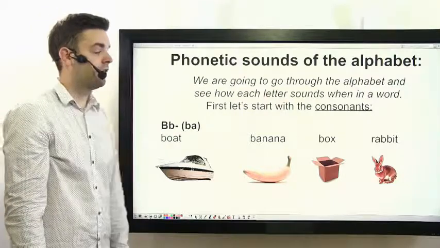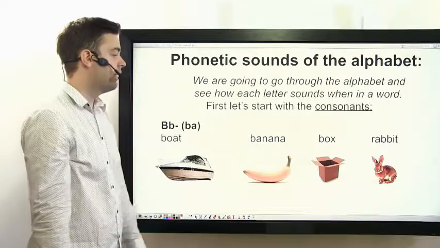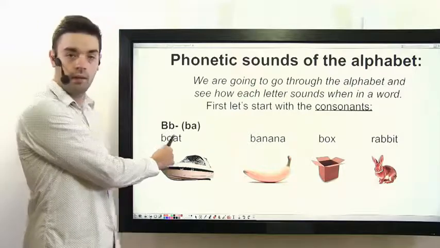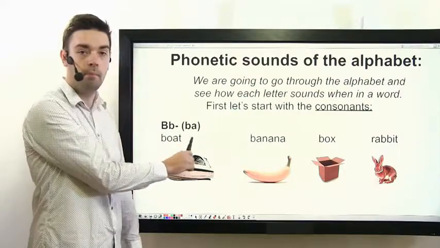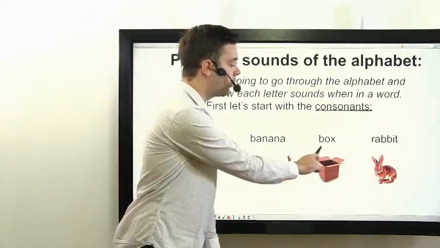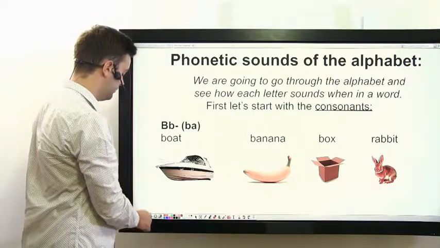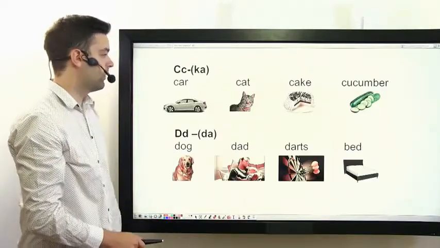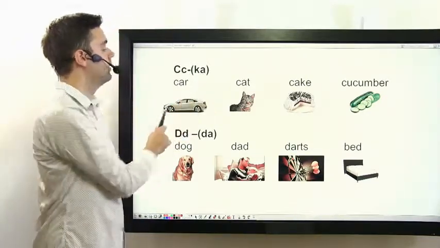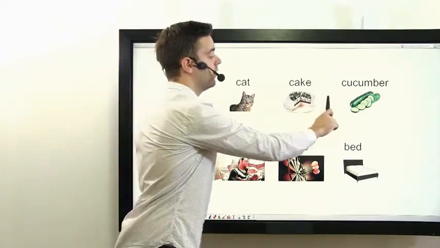So now we're going to go through the alphabet and see how each letter sounds when in a word. First, let's start with the consonants. B sounds like B. So boat, banana, box, rabbit, B. C makes a K noise, K. So car, cat, cake, cucumber.